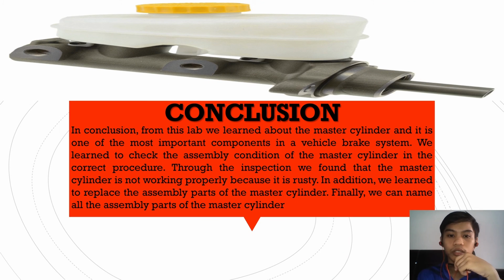Okay, the conclusion from this lab is we learned about the master cylinder, and it is one of the most important components in a vehicle braking system. We learned to check the assembled condition of the master cylinder in the correct procedure. Through the inspection, we found the master cylinder is not working properly because it is rusty. In addition, we learned to replace the assembled parts of the master cylinder. Finally, we can name all the assembled parts of the master cylinder. Thank you.